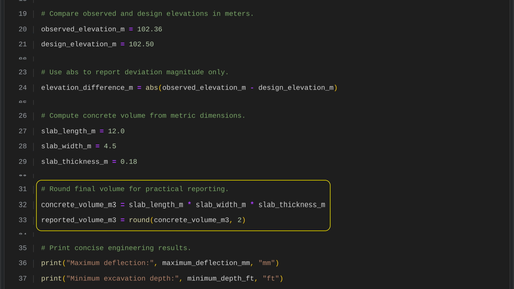To find the concrete volume, multiply the slab's length, width, and thickness in meters to get cubic meters. Then round the result to 2 decimal places so it is clear and practical for engineering reports.